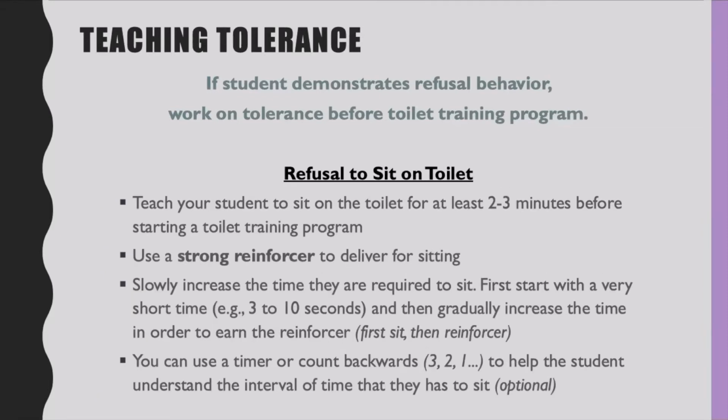You want to teach your student to sit on the toilet for at least 2 to 3 minutes before starting a toilet training program. You're going to use a strong reinforcer to deliver for sitting. You'll slowly increase the time they are required to sit over time. You might first start with just a few seconds and then gradually increase over time in order for them to earn that reinforcer. So now you have a first then.